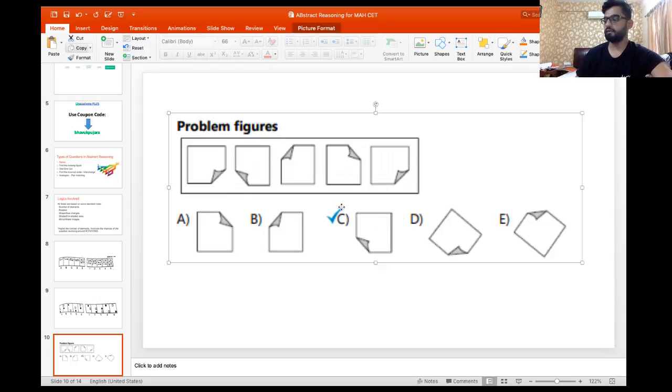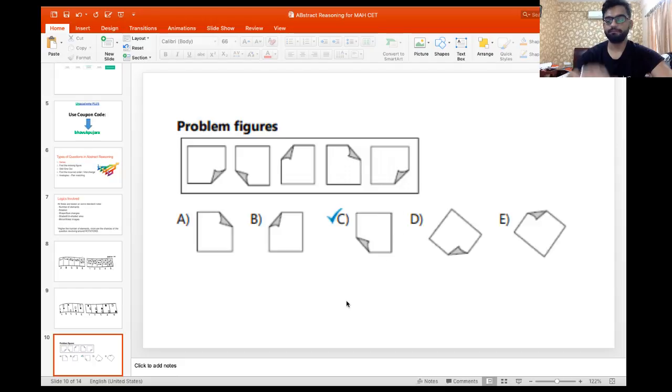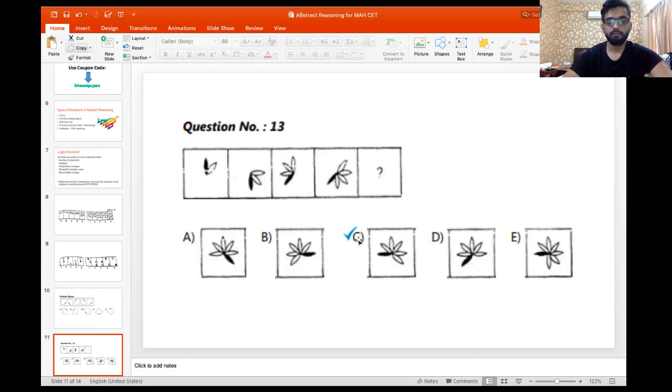Is there any doubts, anyone? Any questions so far? And these are actual, I would say, MAHCET questions. This question is specifically from, I think, 2016 exam. No questions? Let's look at this question. Again, 2016 का question है.